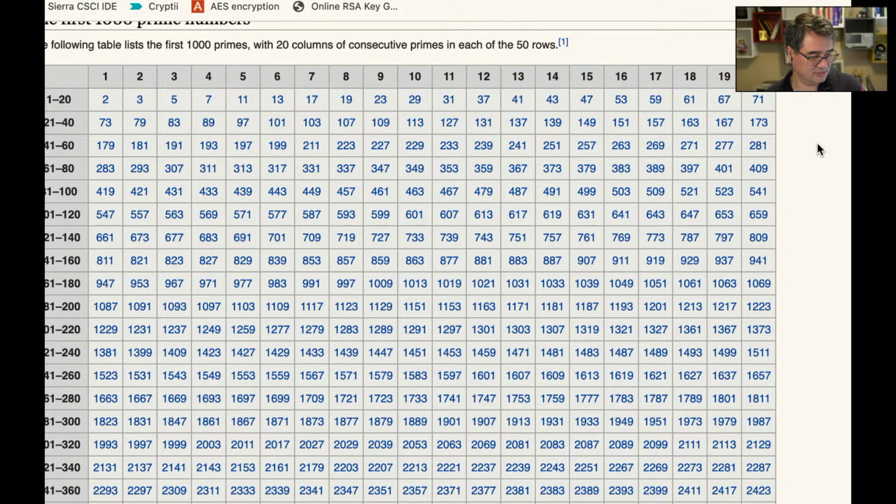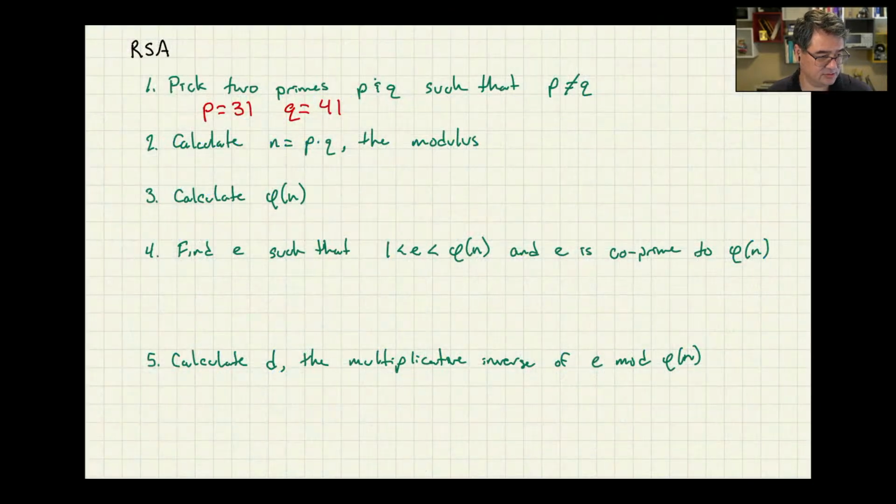Anything? Okay, 31 is one of them. So we'll pick P is equal to 31, and we just need one more in addition to 31. 41, we'll go with 41. So 31 and 41, we'll go with those two numbers.